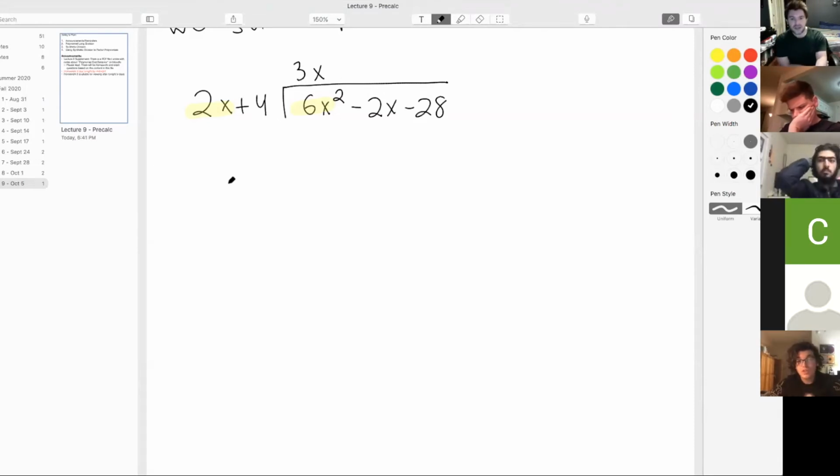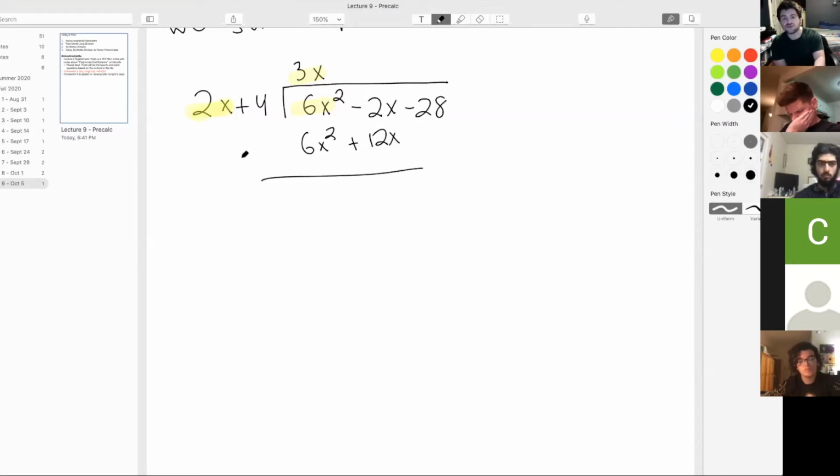Okay, so you ask yourself again, 2x times what is 6x squared? And the answer to that is, well, 3x. 2x times 3x gives you 6x squared. Okay, next, you multiply this number out here by 3x. So 2x times 3x is 6x squared. And then you do 4 times 3x. And 4 times 3x is 12x, and you put that 12x right here.